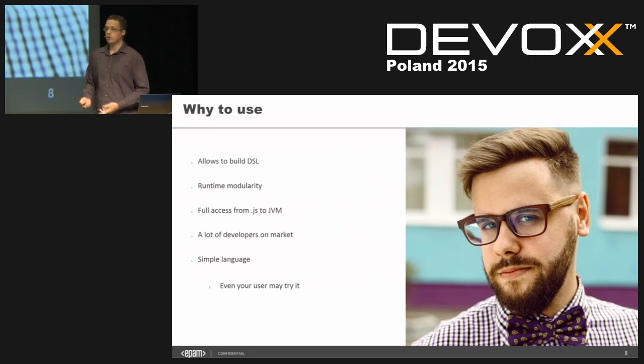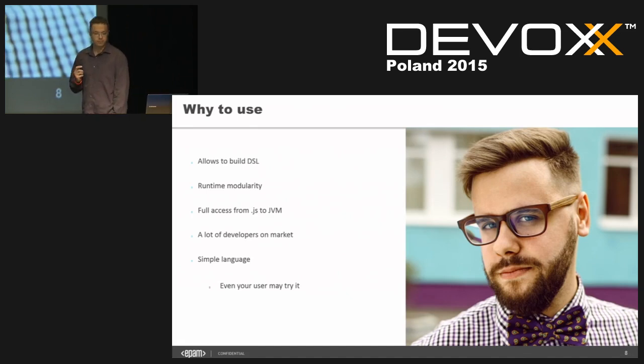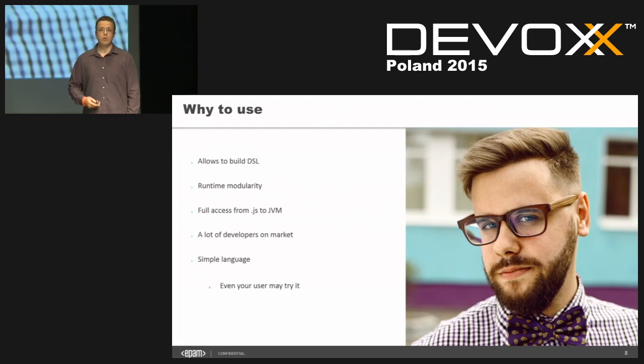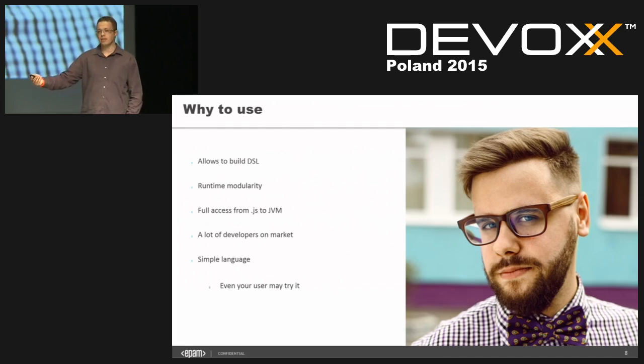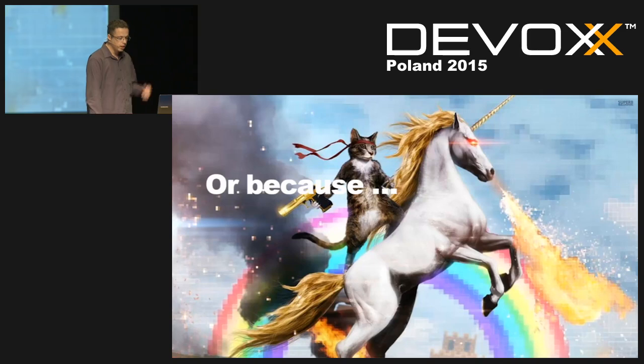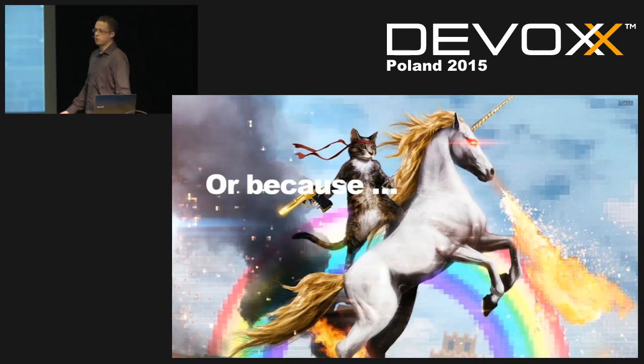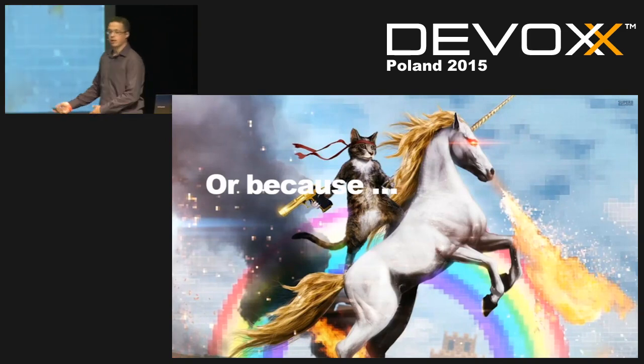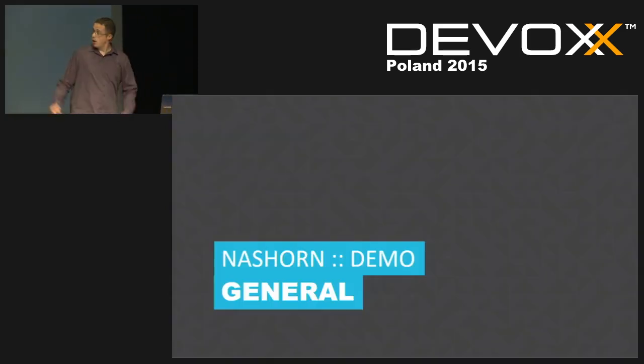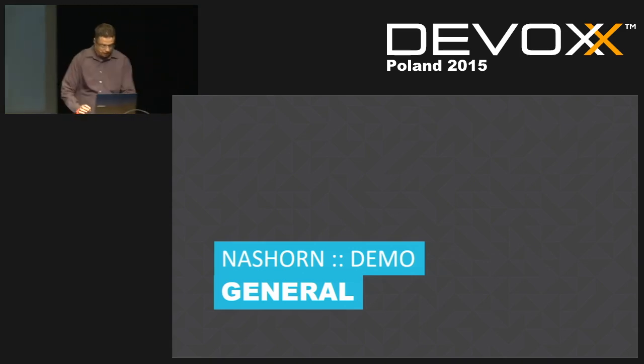However, in my opinion, it's still great. You got a DSL which has full access to the JVM, in a language that almost any developer on the market is aware of. And it's quite a simple language. We were able to hand it over to a technical client, and the client was able to start coding his own scripts inside. Or because it's just as cool as a laser-eyed unicorn breathing fire, which is ridden by a ninja cat. So yeah, you can find your own reason. It's up to you. If you later search for the code, it's shared on GitHub, and all of the demo names are really referring to the test names.